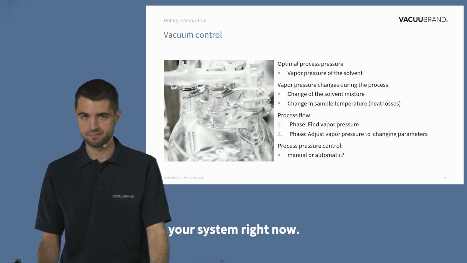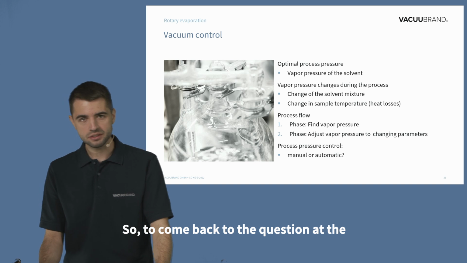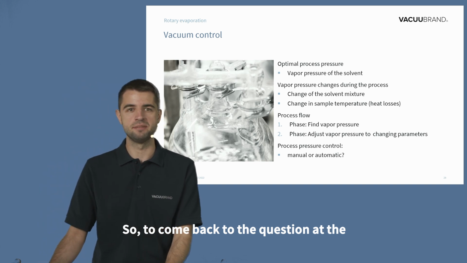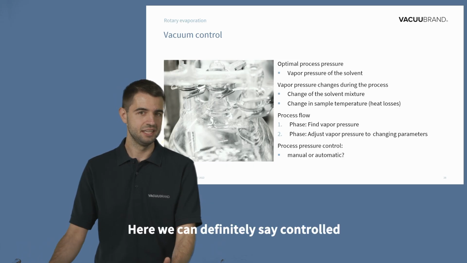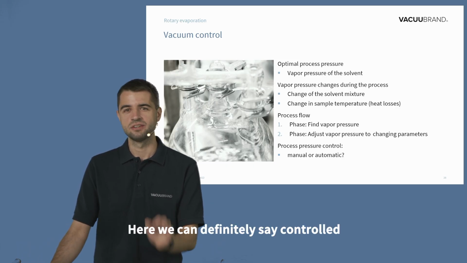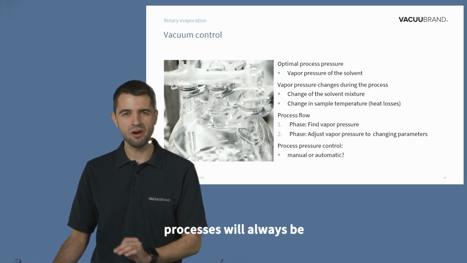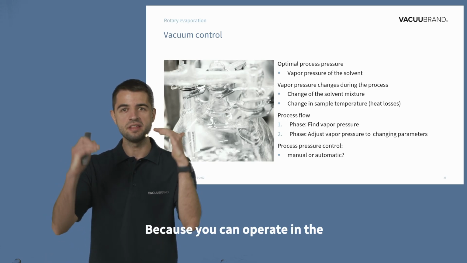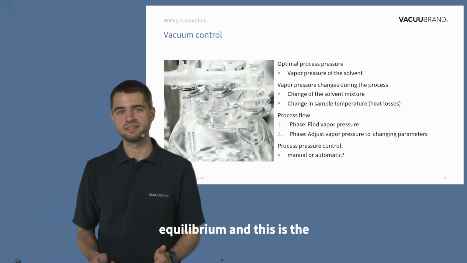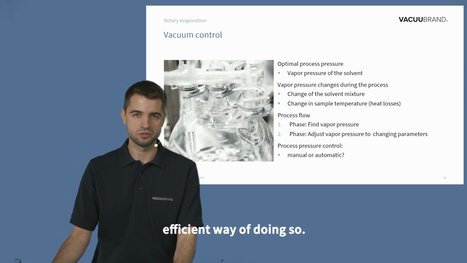So, to come back to the question at the beginning, controlled or uncontrolled processes: here we can definitely say controlled processes will always be better and more efficient because you can operate in the equilibrium, and this is the efficient way of doing so.